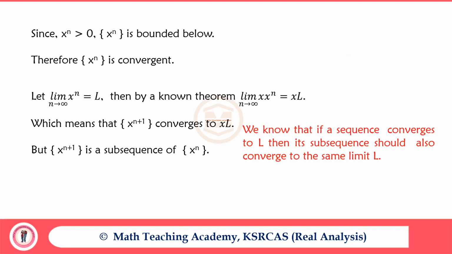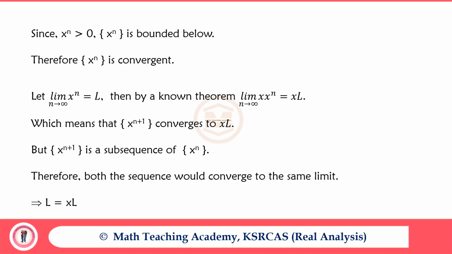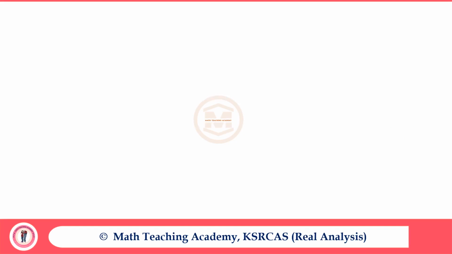Note that if a sequence converges to L, then its subsequence should also converge to the same limit L. So here x^(n+1) is a subsequence of x^n. Therefore, x^n and x^(n+1) must converge to the same limit L. Therefore, both sequences converge to the same limit. Hence, we can write L is equal to xL. Now bring this xL to the left hand side, then what you get is L minus xL is equal to 0. And then take L outside.